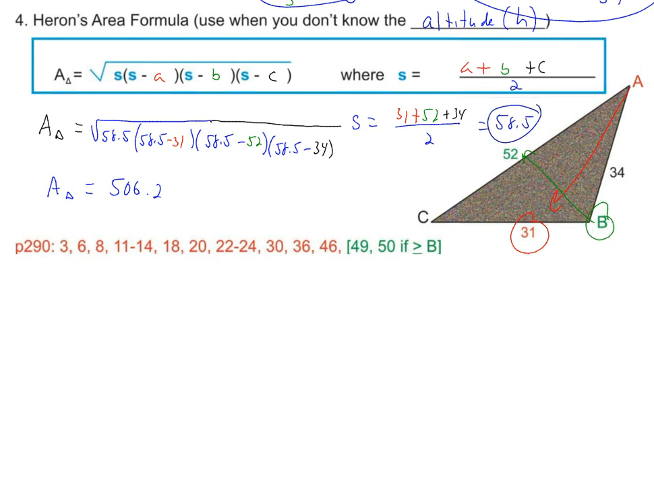When all is said and done, your answer should be 506.2. And remember, this is area. If it had told us inches, I'd say inches squared. If it said meters, I'd say meters squared. It doesn't say, so I will say units squared: 506.2 units squared.